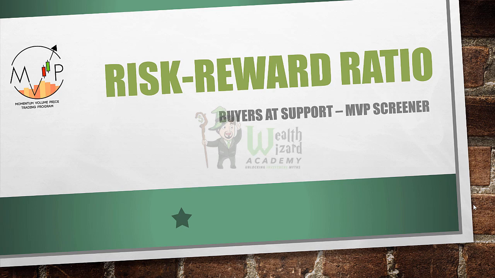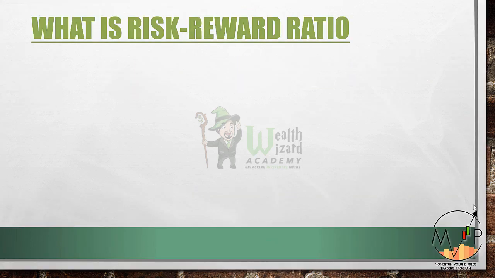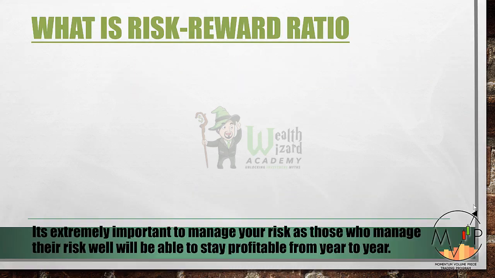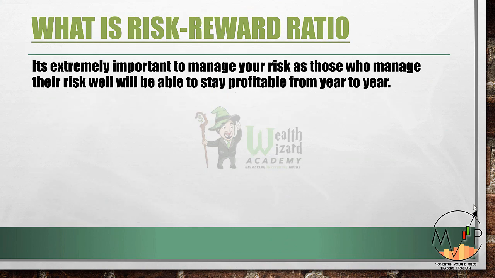Also, we're going to look at another element of the MVP screener. We have looked at the bullish volume anomaly, and we have also looked at the bullish three black crows. So today we're going to look at the third element, which is related to the value anomaly strategy: buyers at support. Okay. So we're going to get right into the risk reward ratio. So first of all, what is risk reward ratio?